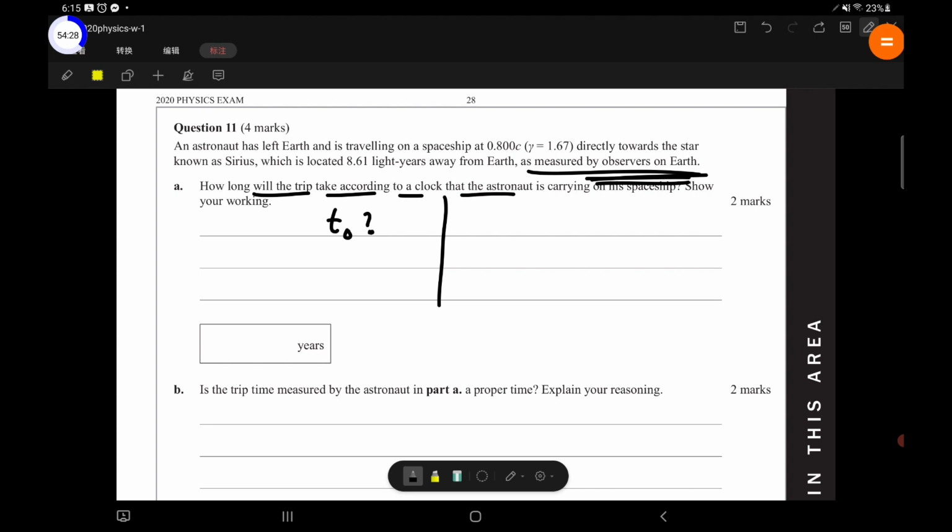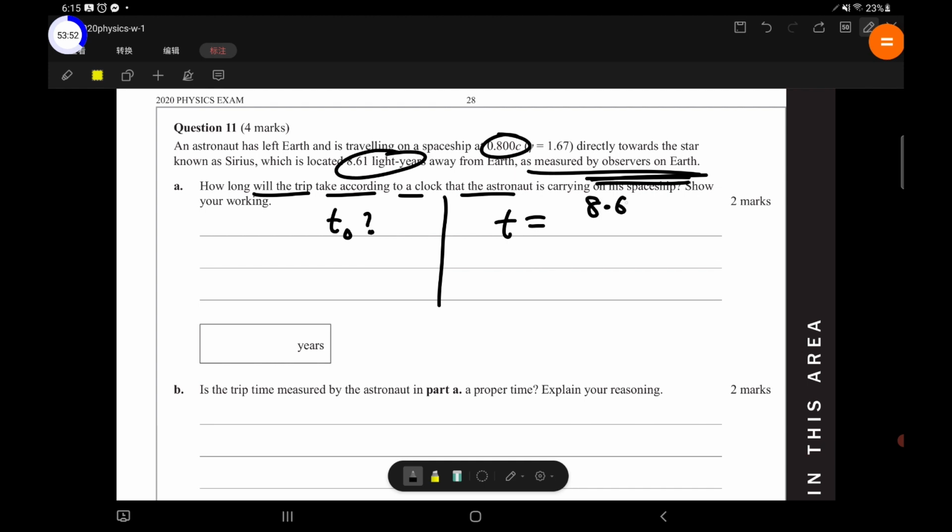Now, there's two ways you can do this. One way would be to use special relativity. You use the time dilation formula. Another way to do this would be to first of all use your kinematics approach, right? So we know the distance, we also know the speed, so how can we find the time from that? Well, we can first of all find the dilated time, right, from our speed and our distance.